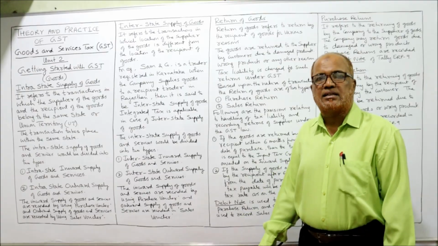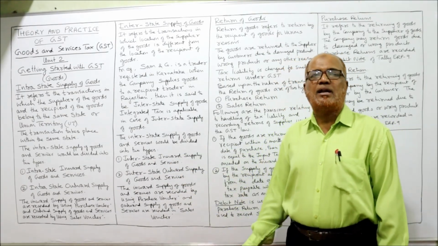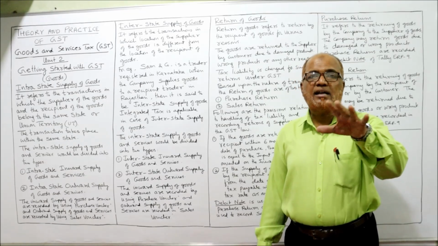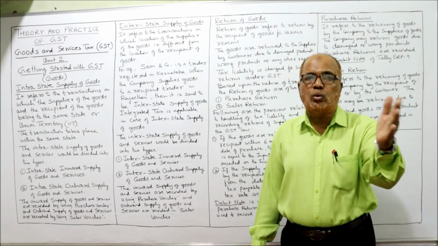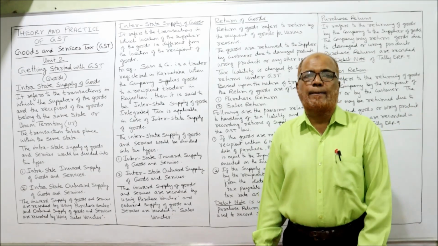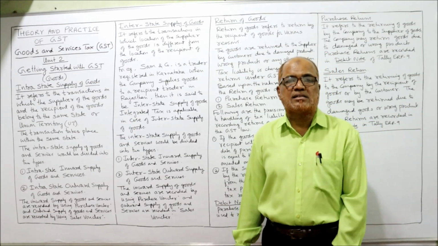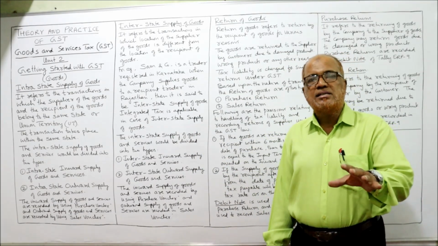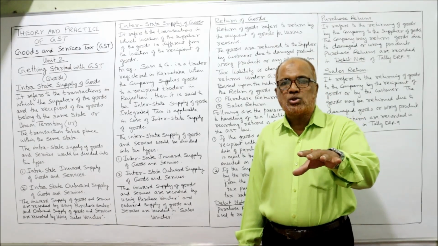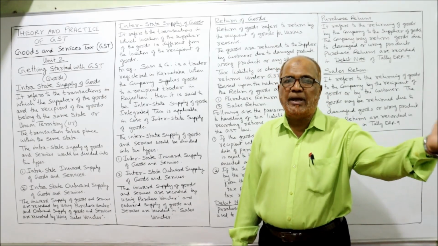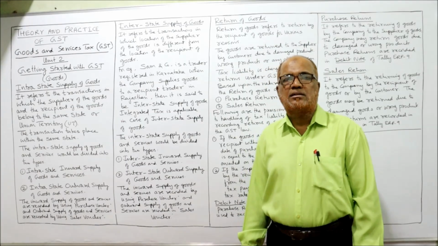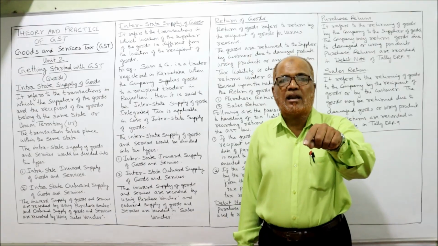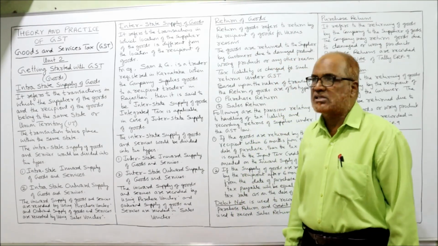Similarly, interstate, it is exactly opposite to intrastate. Intra means within the same state. Interstate means between two or more different states. That is called interstate supply of goods. Example, one supplier belongs to one state and recipient belongs to another state. So two different states are there. Then it will be called interstate supply of goods and services.